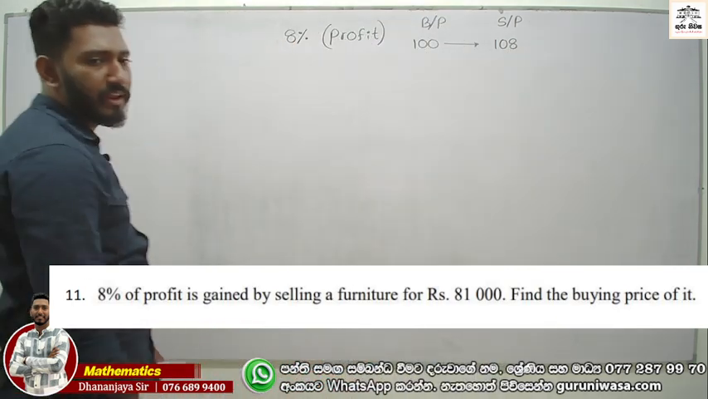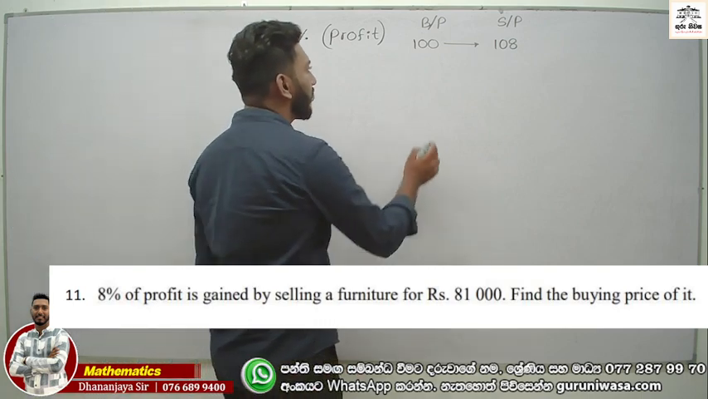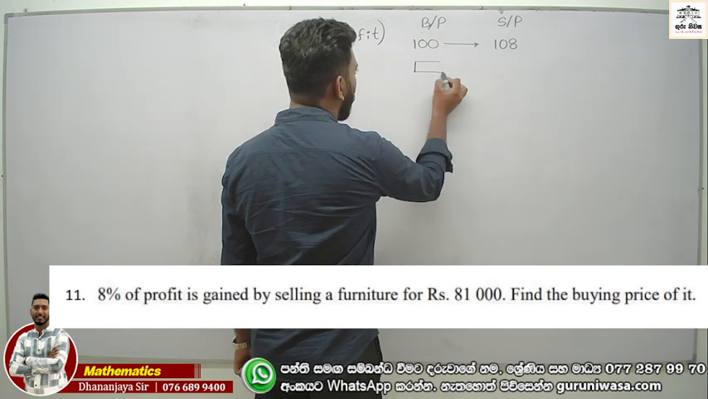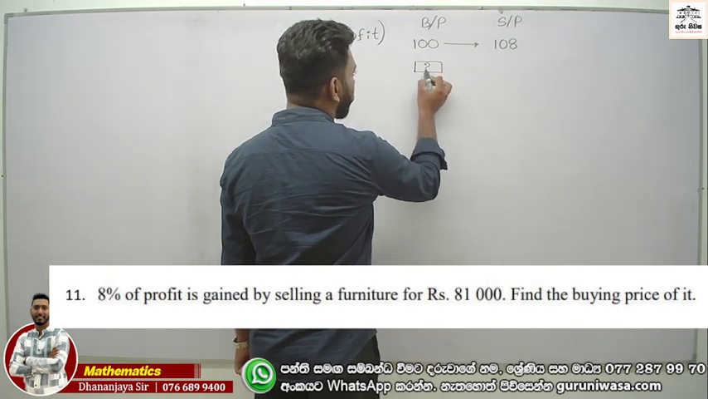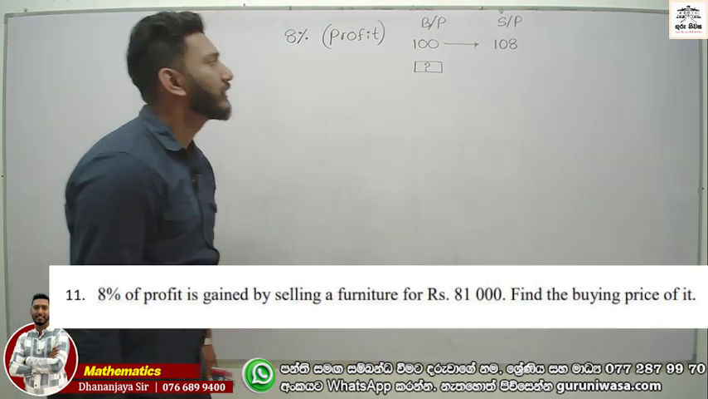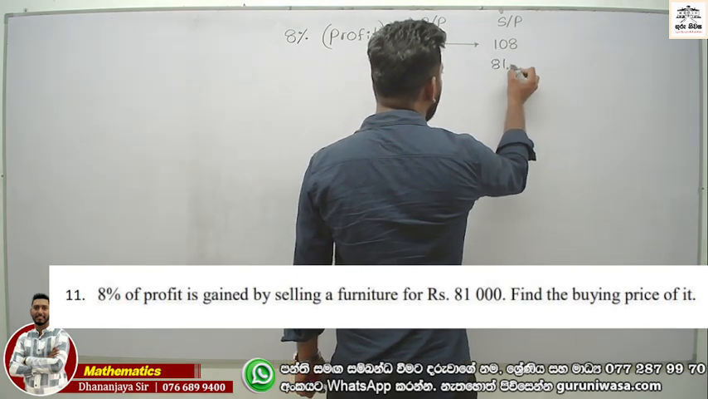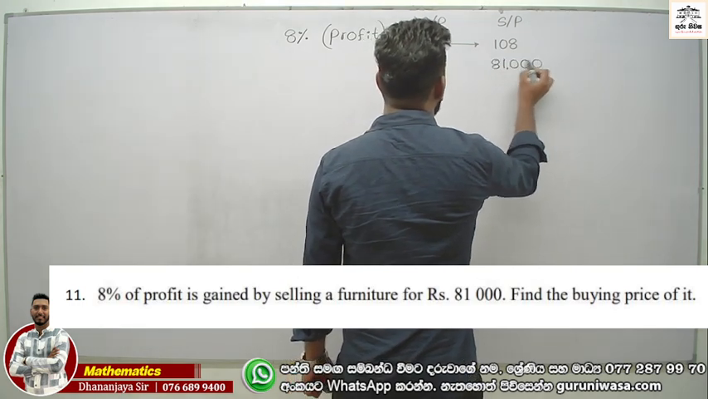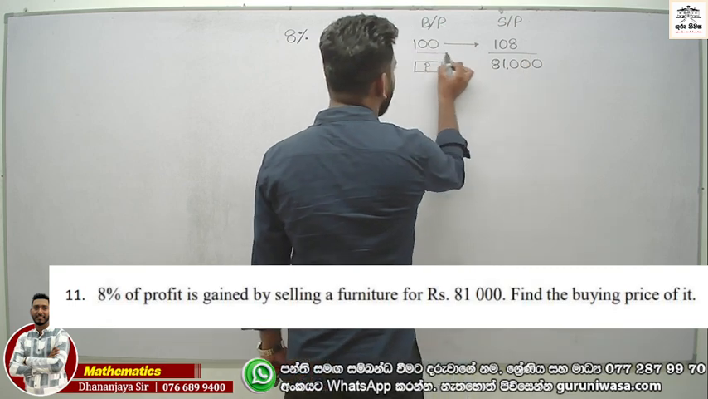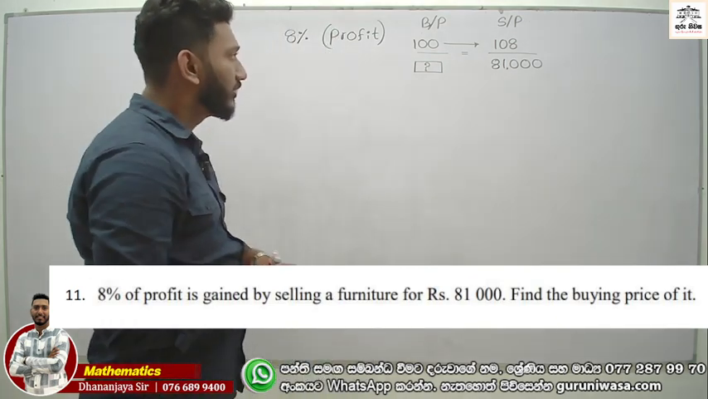108. Method number one. 108. Now, what is the buying price? We don't know. එක දන්නේ නැත. අපි දන්නේ නැත. Now what to do? But the selling price is 81,000. Now you can use the equations.